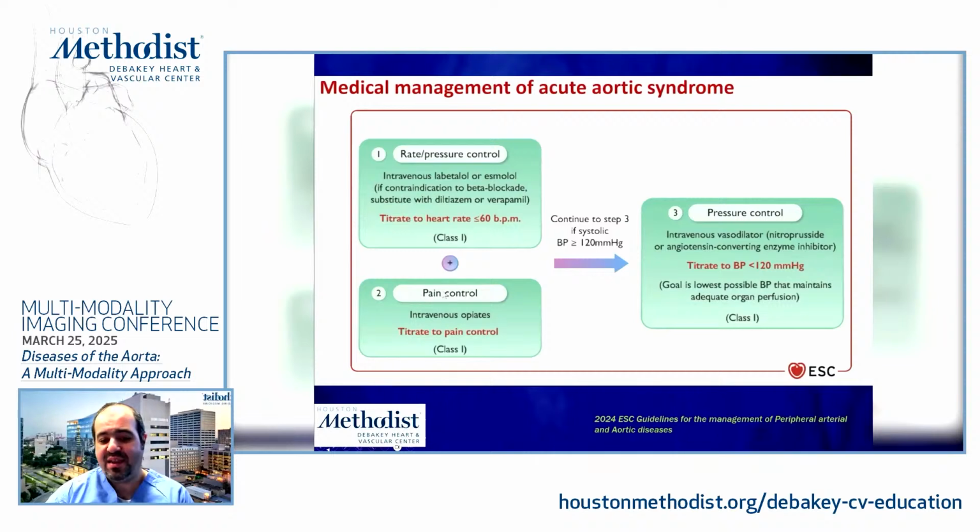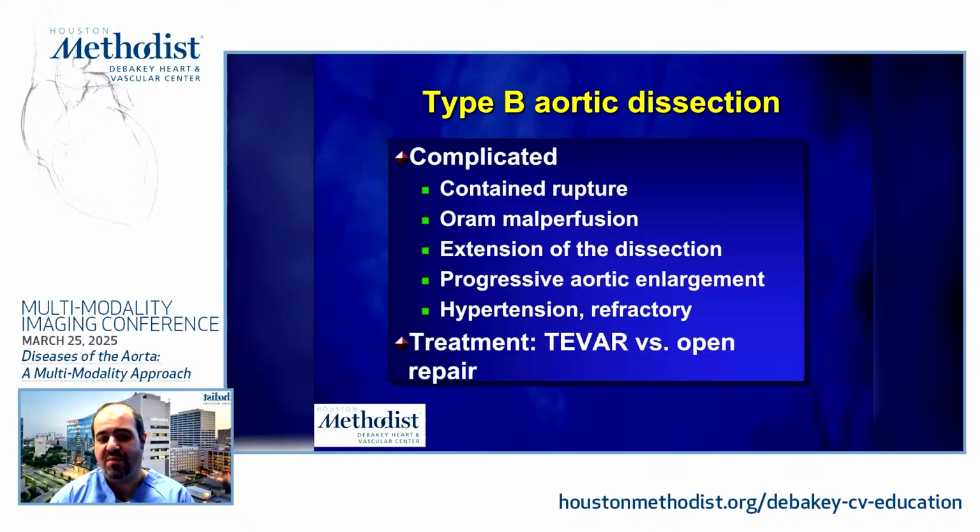You want to optimize pain control. And then if the blood pressure is more than 120, you really want to administer second-line vasodilators. These could be direct vasodilators like nitroprusside, or IV calcium channel blockers like nicardipine. And the goal is to get the blood pressure less than 120 in order to maintain adequate organ perfusion.